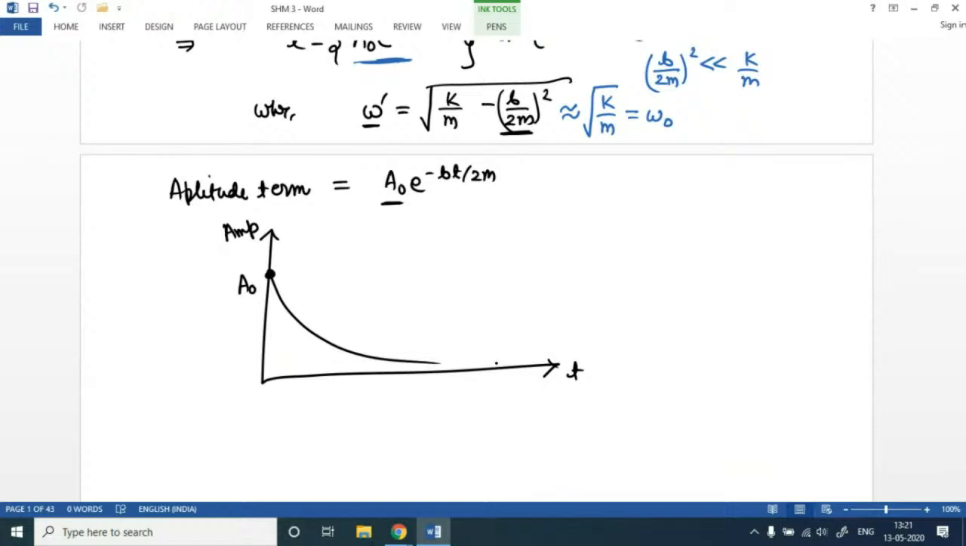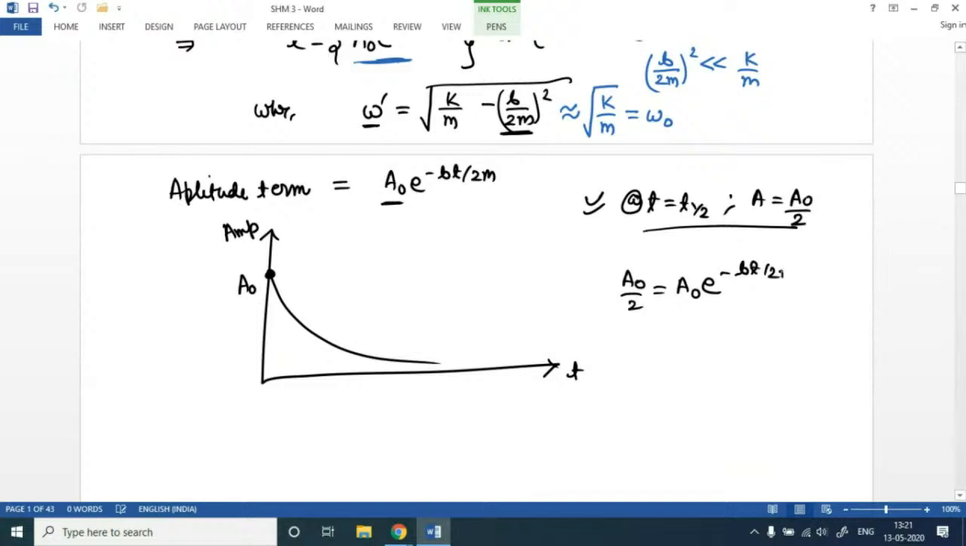So if we wish to find out after what time the amplitude will become half of its initial value, that calculation is rather very simple. You should realize at t equal to t half, we want A to be equal to A naught by 2. So when we substitute these two values in this equation, we get A naught by 2 is equal to A naught into e to the power minus bt by 2m.